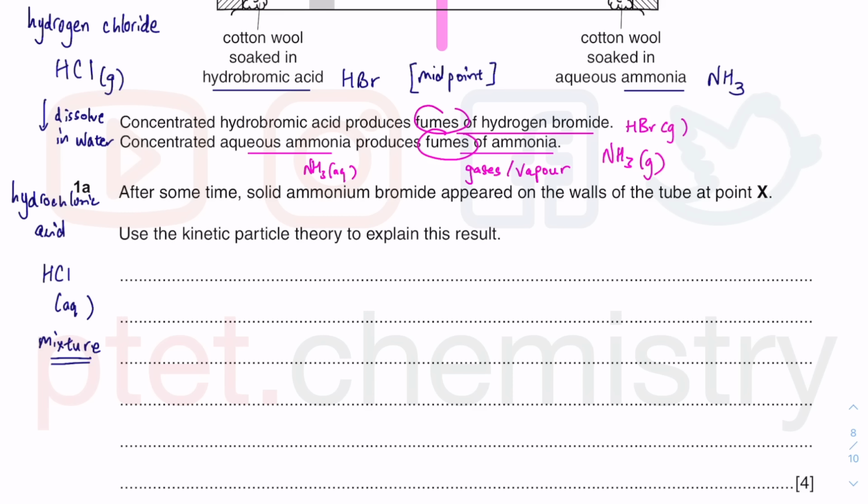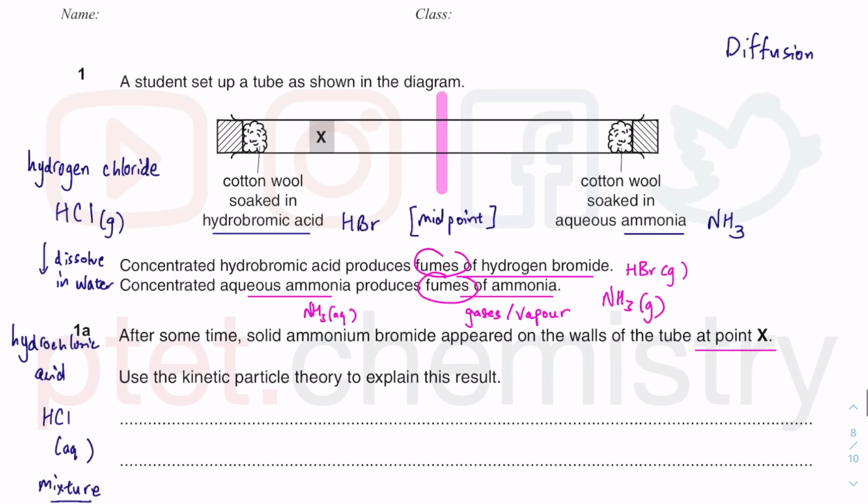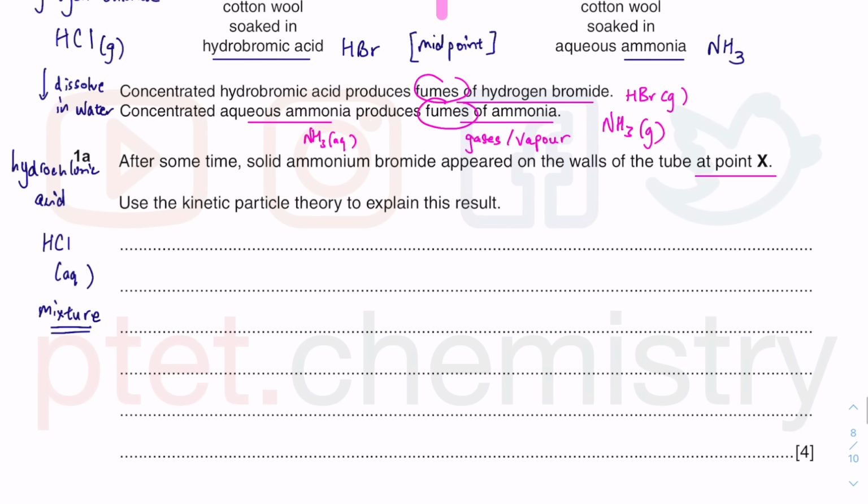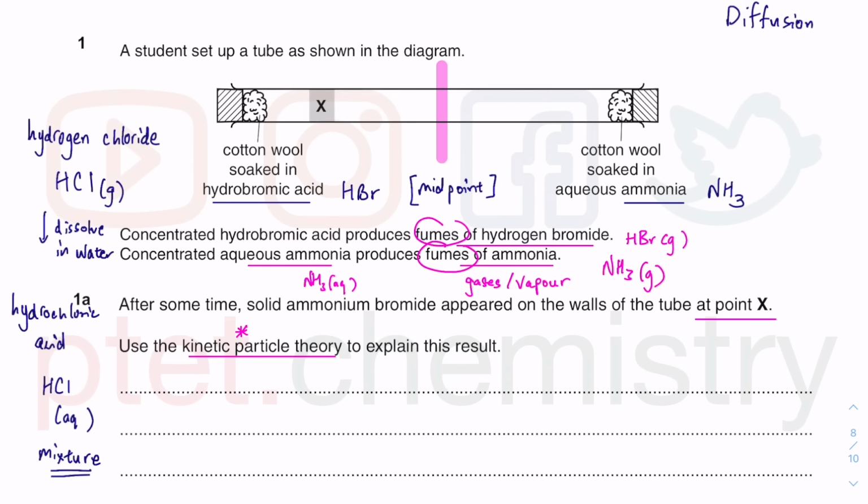After some time, we get these forming at point X, which, as I mentioned, is much closer to this hydrobromic acid end as a result of this diffusing slower and this diffusing faster. We have to use kinetic particle theory. Again, a lot of students lose the marks. So these are 4-mark questions, a lot of marks on these. We need to talk about diffusion. We also need to talk about the rate of diffusion as governed by the relative molecular mass, something we have done in the previous lecture tutorial. I showed you how to work out relative molecular masses.